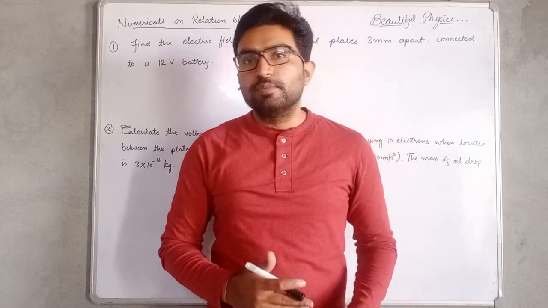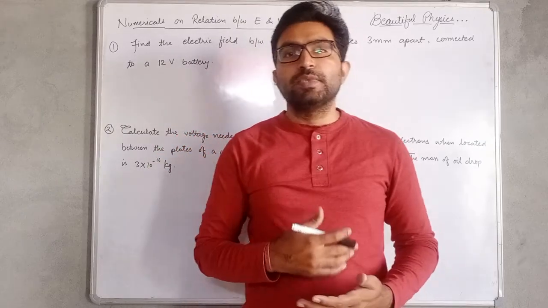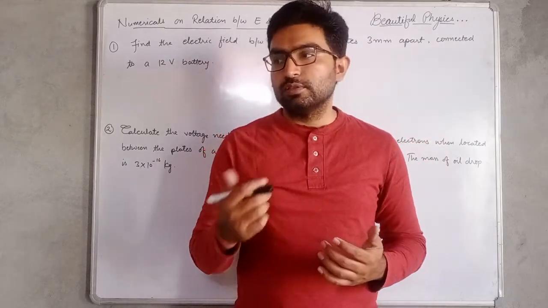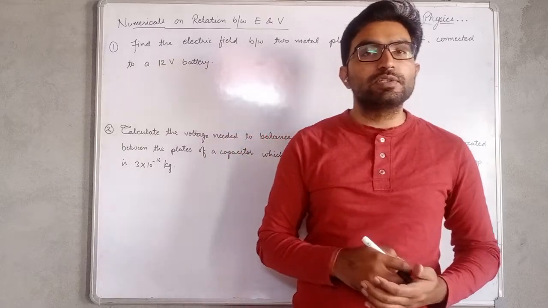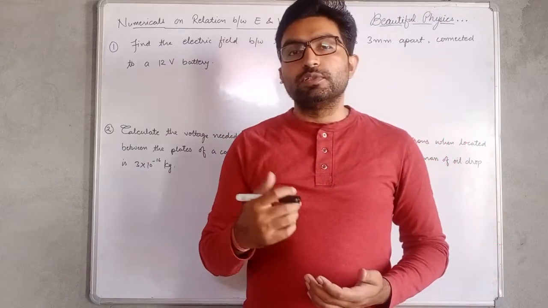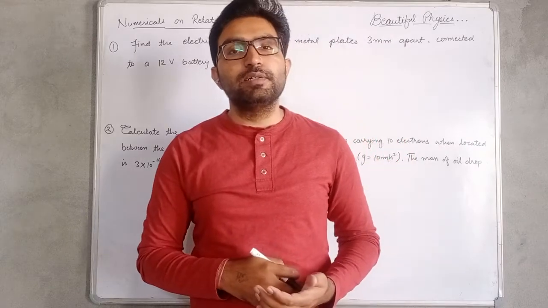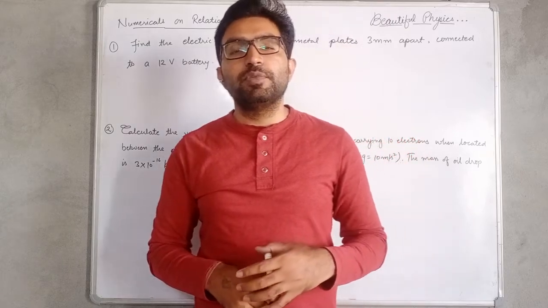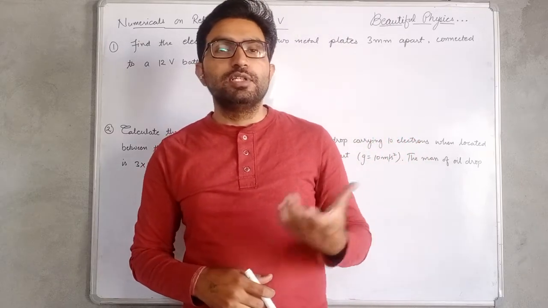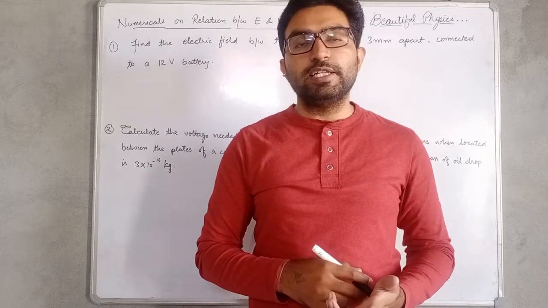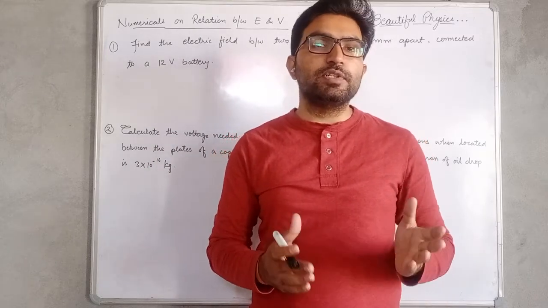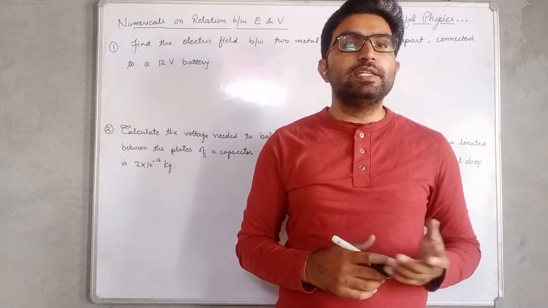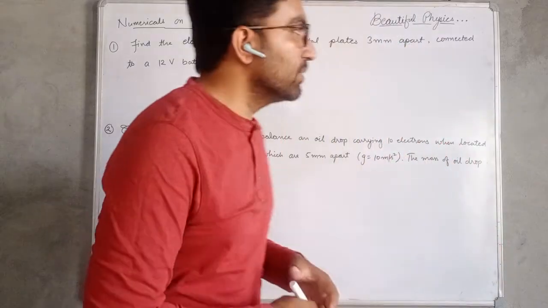Students, in the previous lecture we discussed the numericals on electric potential, and today we are going to discuss our next topic, the numericals on the relation between electric field and potential. The relation is electric field E equals minus dV by dr, or we can simply say that if potential and distance are constant, then E is equal to V by D, or V by R. Okay, let's take some examples.